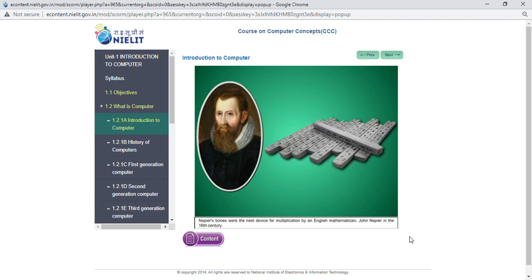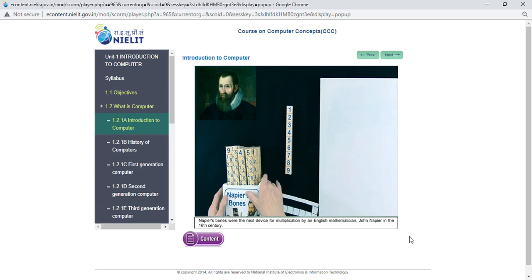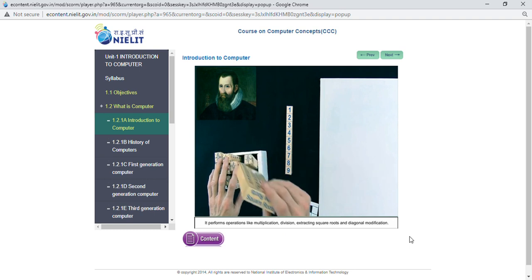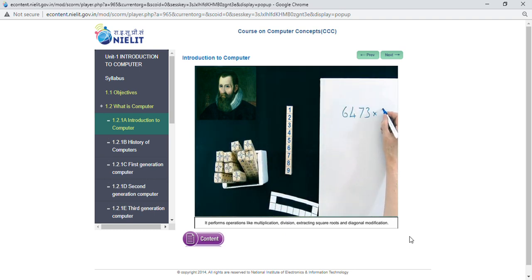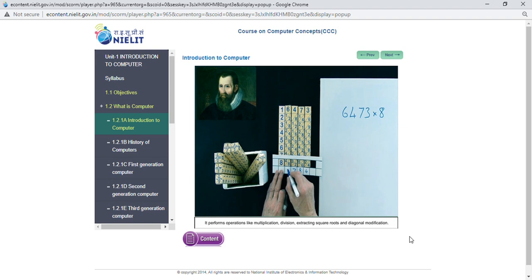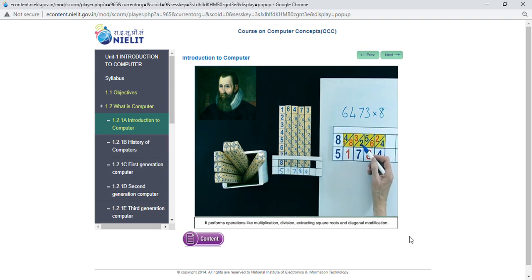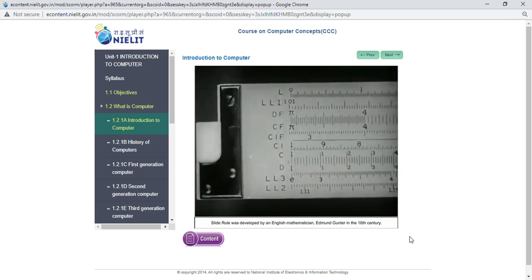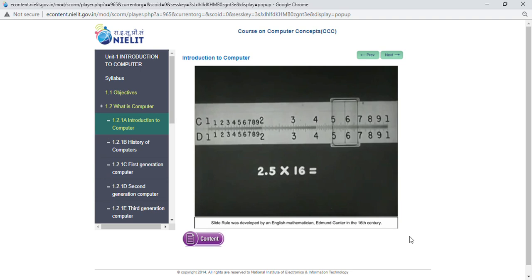Napier's bones were the next device for multiplication, by an English mathematician, John Napier, in the 16th century. It performs operations like multiplication, division, extracting square roots and diagonal modification. Slide rule was developed by an English mathematician, Edmund Gunter, in the 16th century. It could perform operations like addition, subtraction, multiplication, and division.